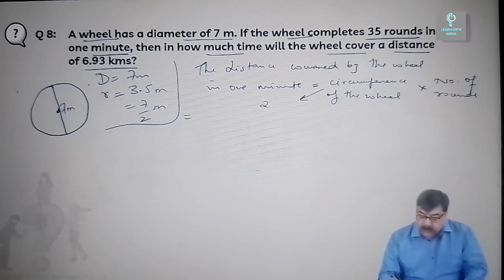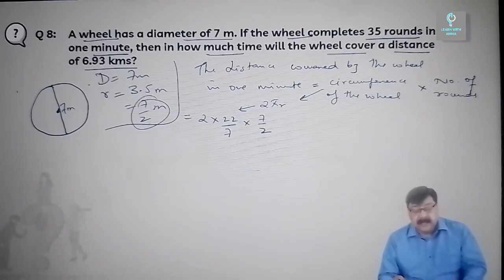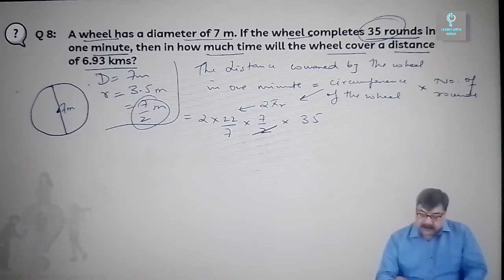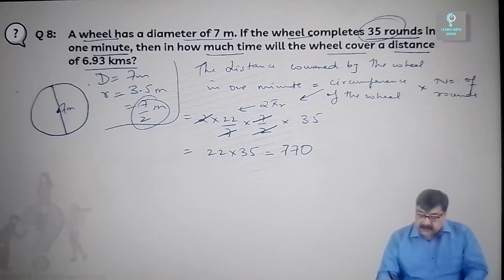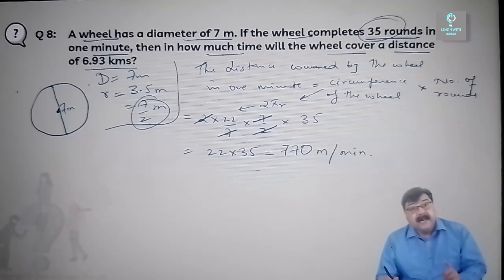Now this would be 2 pi r, which again can be written as 2 into 22 by 7 into 3.5 into 7 by 2. We are using this for ease in calculation, into the number of rounds, that is 35. So quite simple, these 2 and 2 get cancelled, the 7 and 7 get cancelled, we are left with 22 into 35. 35 into 2 is 70, 7 remainder, 35 into 2 is again 70 plus 7. So 770 meters is the distance which is covered in every minute.